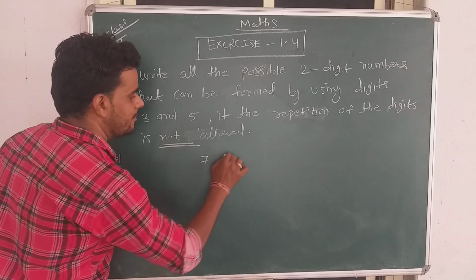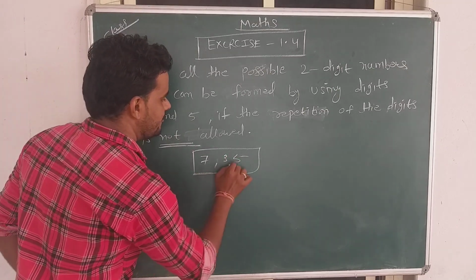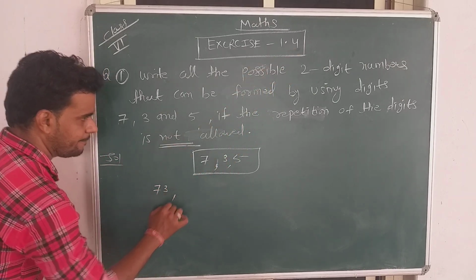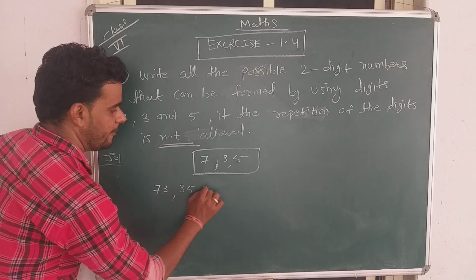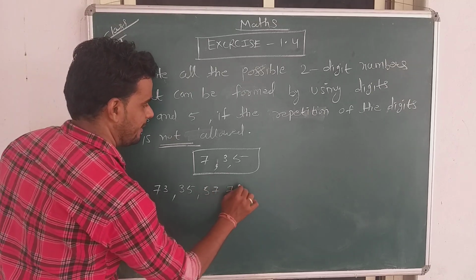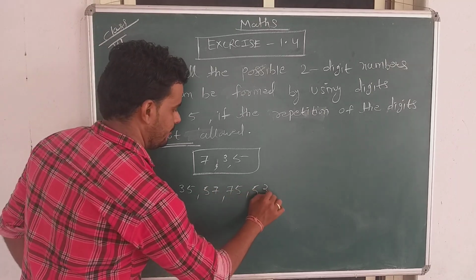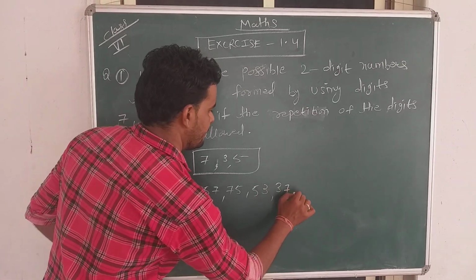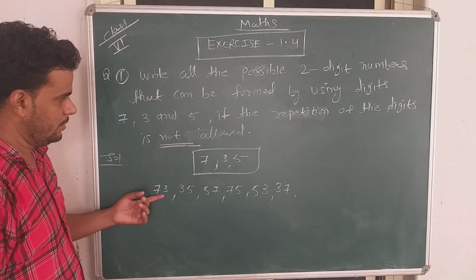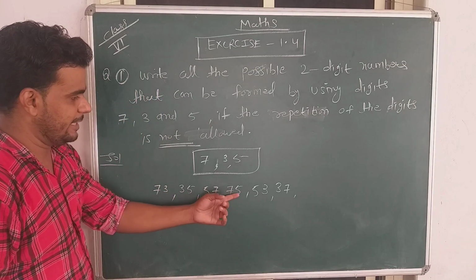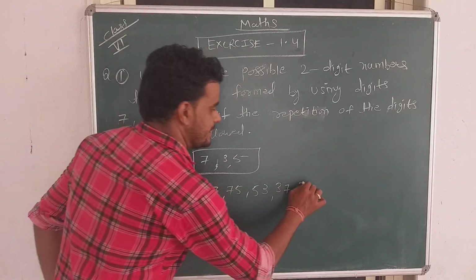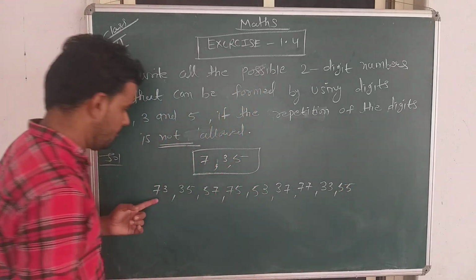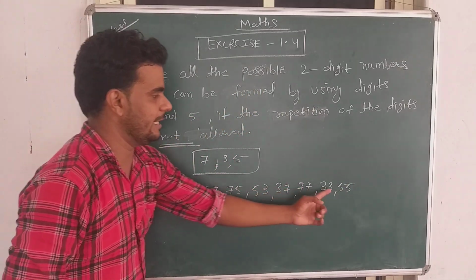So the digits are 7, 3 and 5. We will use the 3 digits and find out the two-digit numbers. So the first numbers are 73, 35, 57, 75, 53, 37, 77, 33 and 55 is also there. 1, 2, 3, 4, 5, 6, 7, 8 and 9.